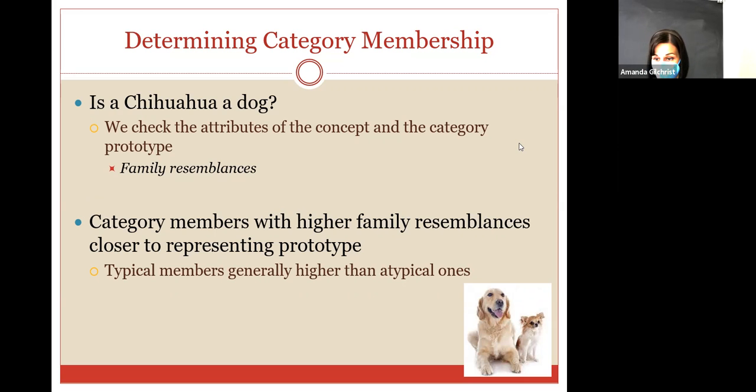So this little lab, who is adorable, is going to be judged to be more of a typical dog. Going back to our sentence verification, if I ask you, is a Labrador a dog or is a Chihuahua a dog? Because the Labrador has more family resemblances and looks more like the prototype than the Chihuahua, it's also going to be judged to be a more typical member of its class, and it's going to take you less time to verify that it's a dog compared to a Chihuahua.